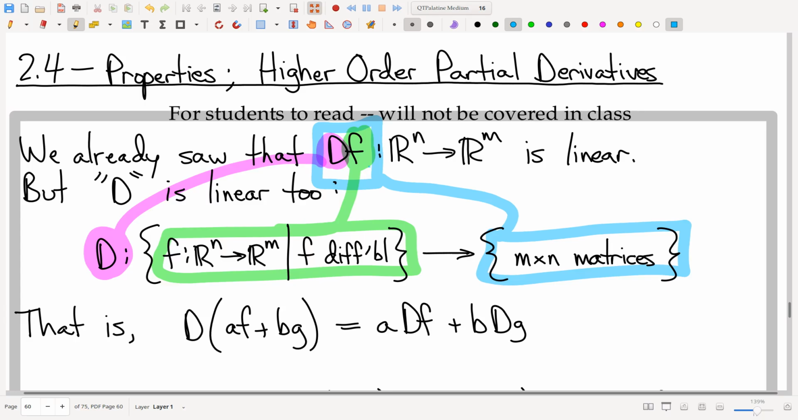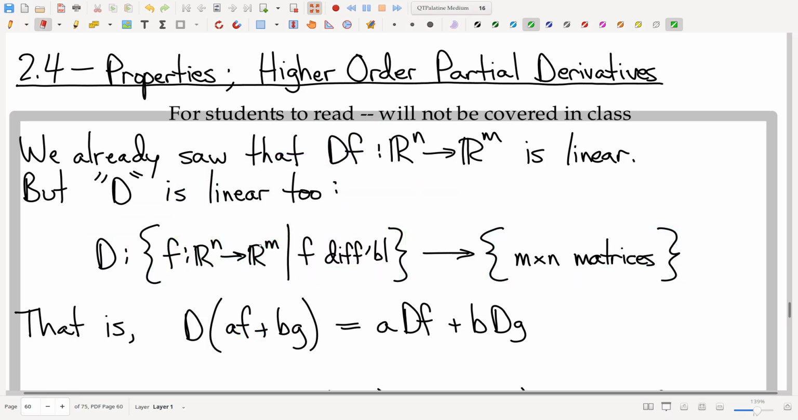Okay. So when I say that D is linear, D acts on functions. So this is a statement about what happens when you put in a linear combination of functions. When you take a derivative of a linear combination of functions, the linearity of D is telling you that you get the same linear combination of the individual derivatives. Again, totally different statement.